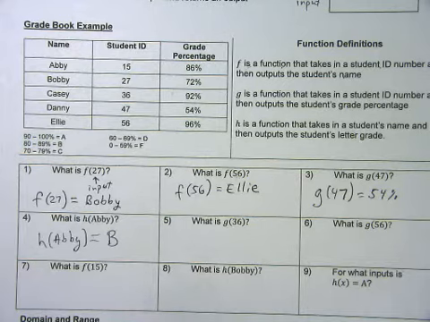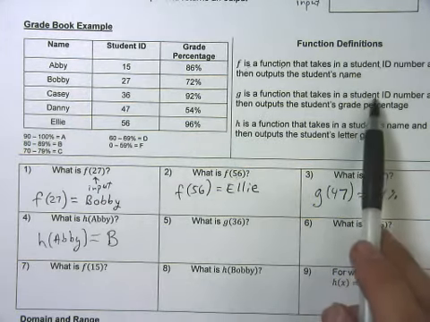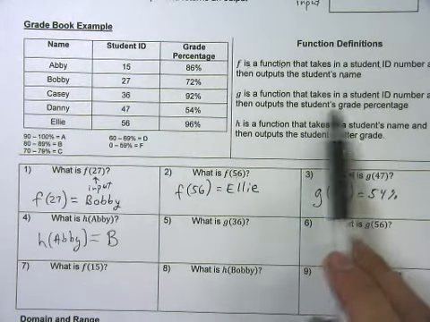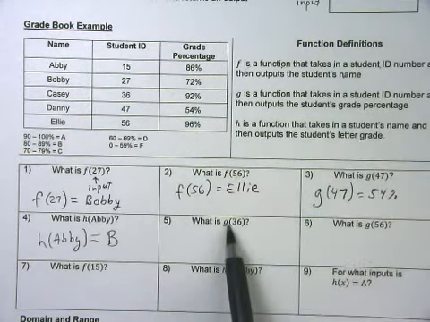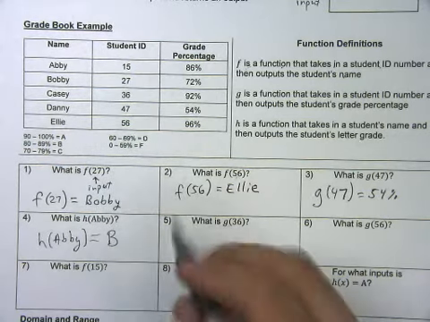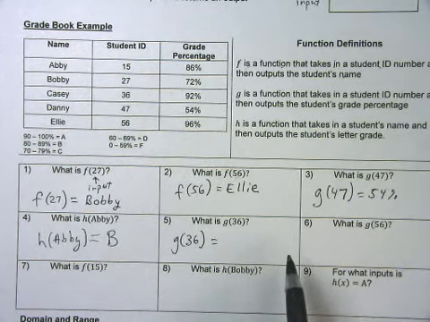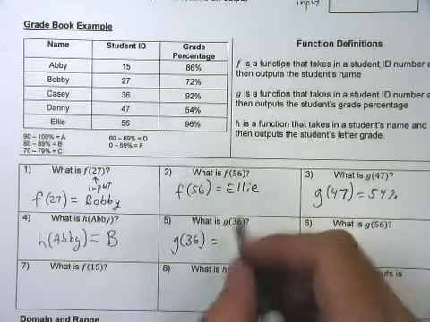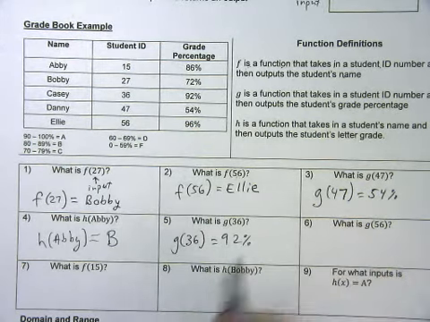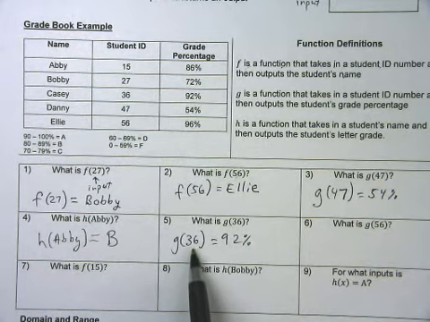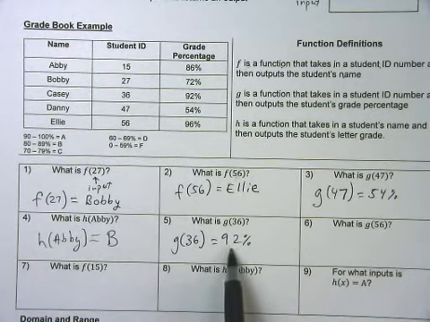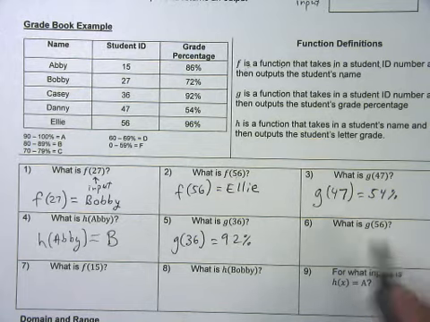All right, welcome back. Let's check, see if you got it. So what is 5? What is g of 36? Okay, well, remember, g is a function that takes in a student ID number and then outputs the grade percentage. So if we have an ID number of 36, so g of 36, we should get out that person's grade percentage, which was 92%. So if we input 36 as a student ID number, it's going to give us the grade percentage, 92%.